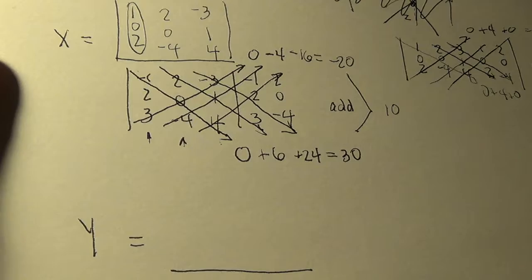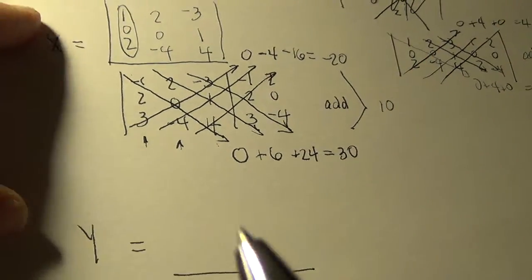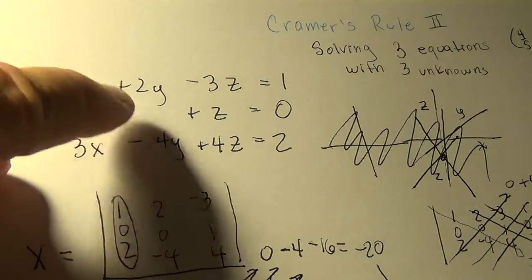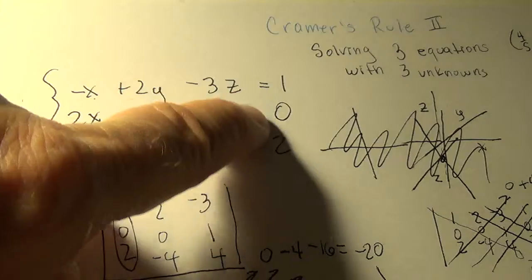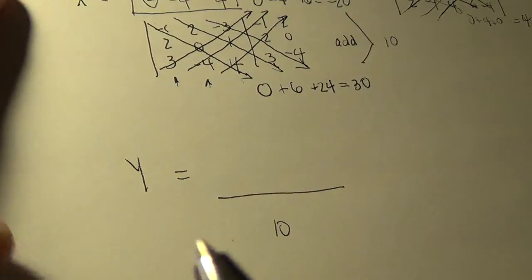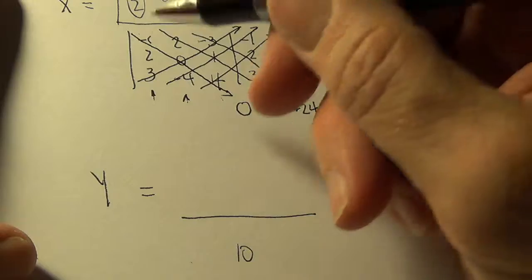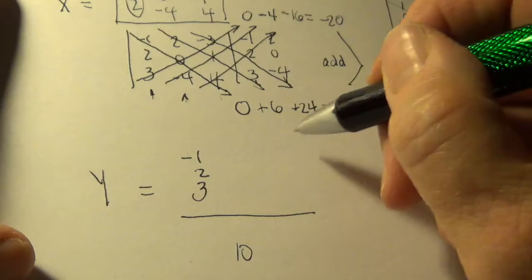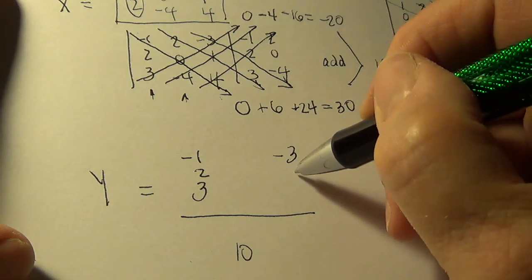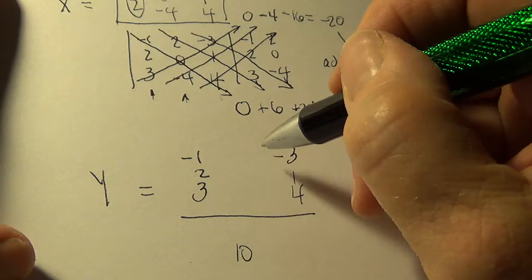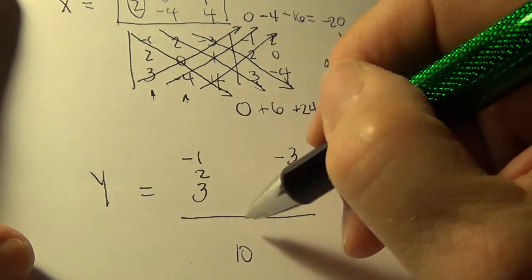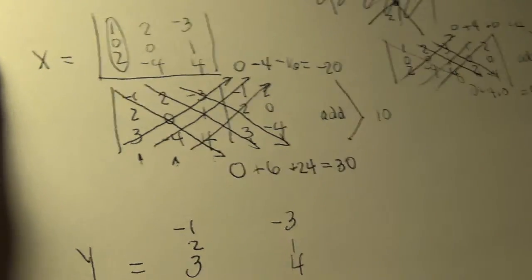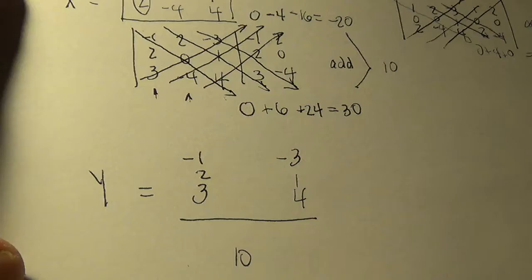Now my y is set up just like my coefficient matrix from up here, except when I get to the y values, I don't use the 2, 0, minus 4. I replace them with the constants. So, alright, I can't keep that all on the screen, but you have it before you. So I'm going to have a negative 1, 2, and 3. On the last, I'll have negative 3, 1, and 4 unaltered. But remember, when I'm looking for y, the y values are replaced by the constants, which are, what were they? 1, 0, 2.